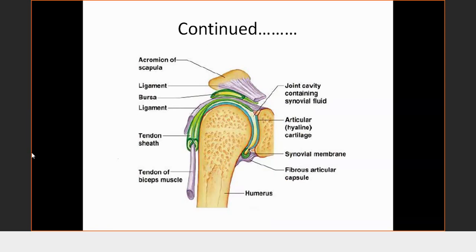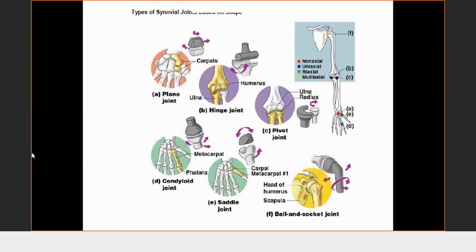Now these are the general features of the synovial joint, and after that, depending on the shapes of the articulating surfaces, these synovial joints have been classified into different varieties. You might be aware of them. Just have a look at the slide for 30 seconds. Then I am going to talk about it.